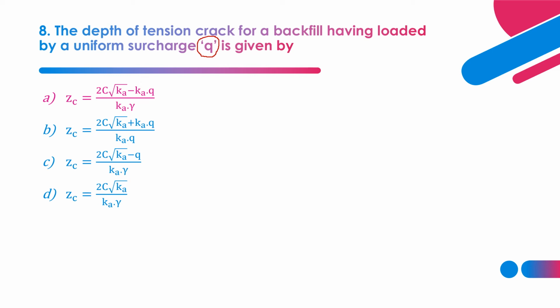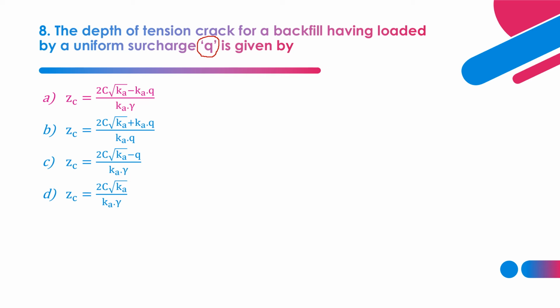Option A, Zc equal to 2c root Ka minus Ka into Q divided by Ka into gamma. In case there is no surcharge, we have already seen the Zc formula, that is nothing but Zc equal to 2c by gamma root Ka. But here a uniform surcharge is existing. So in this case, Zc value will be given by using this relation, that is 2c root Ka minus Ka Q divided by Ka gamma.